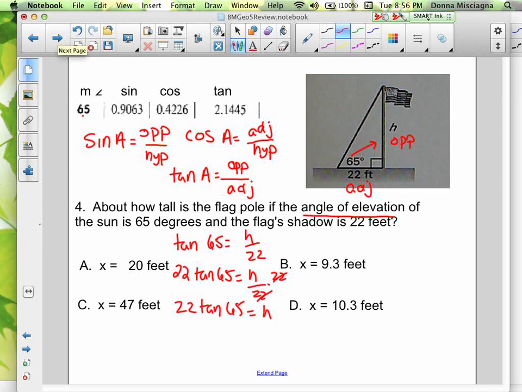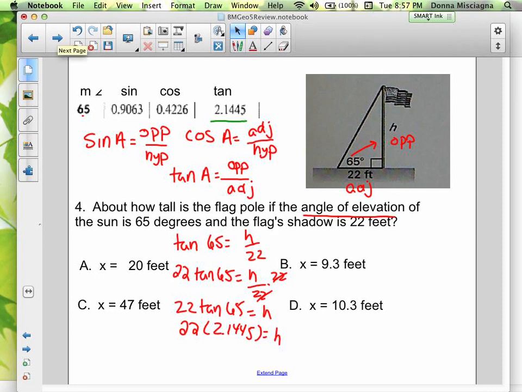And if we're using the table, we use the table I gave you. You can replace that tangent 65 with the ratio that goes with it. You can also just plug tangent 65 into the calculator, make sure you're in degrees, and it will take care of that as well. It has that ratio, but to more decimal places. All right, so now we have 22 times 2.1445 equals h. Okay? And I will bring up the calculator.